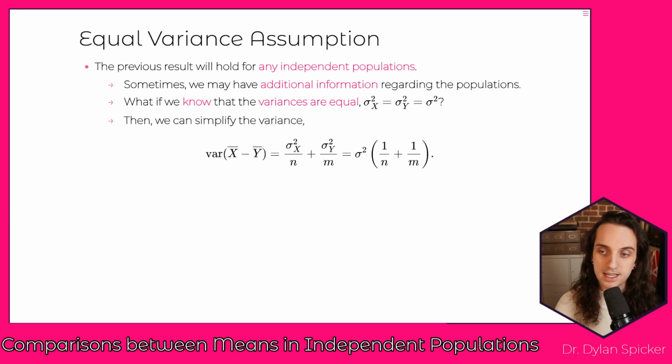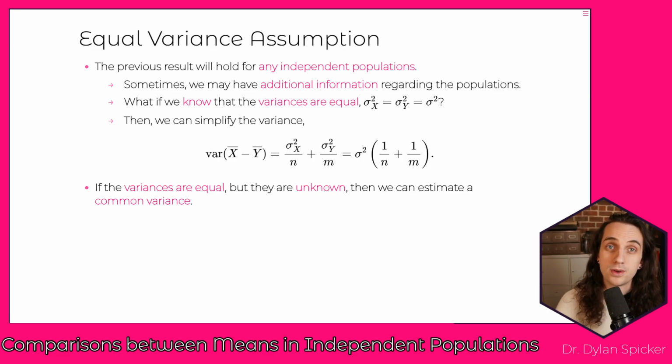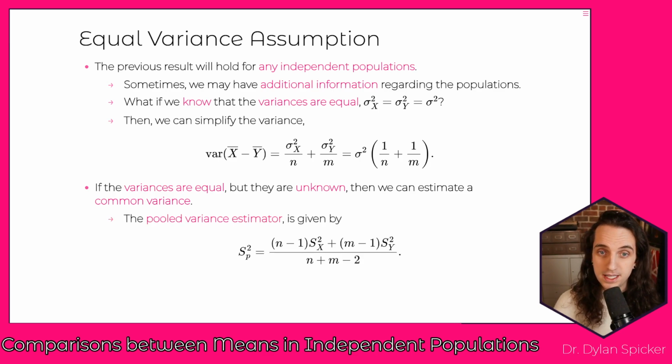In this case, we don't actually have two variances, we just have one variance. So if the variances are equal but unknown, then what we can do is estimate a common variance. Instead of estimating individual variances, we could just estimate one variance overall. And in order to do this, we're going to think about taking a weighted average between the variance of x and the variance of y.